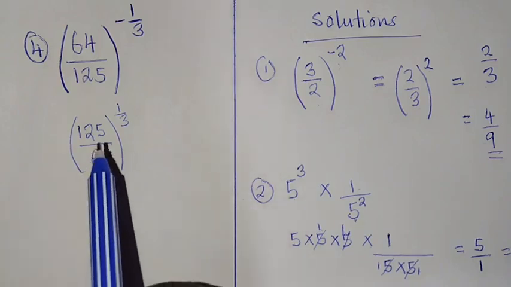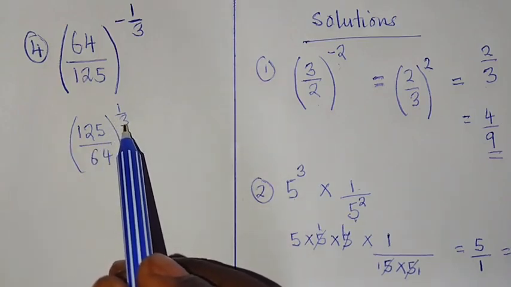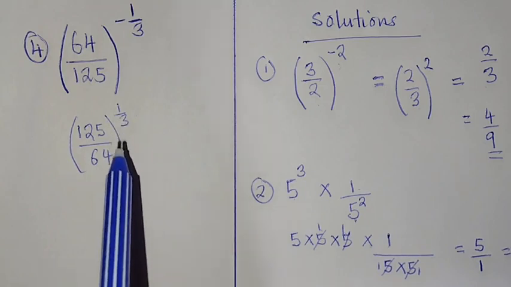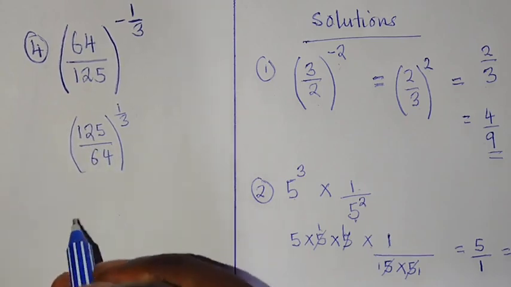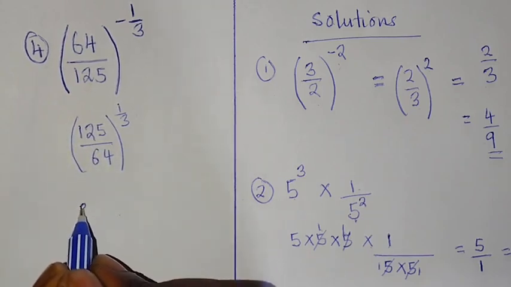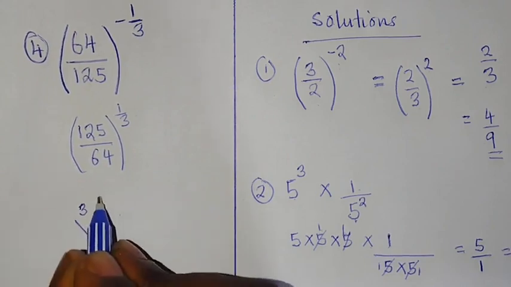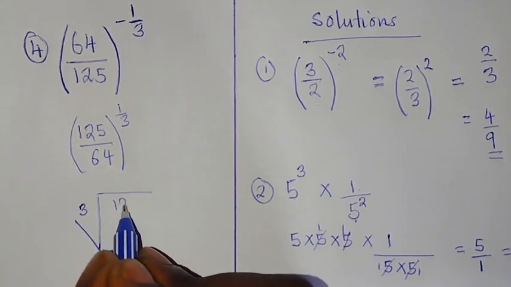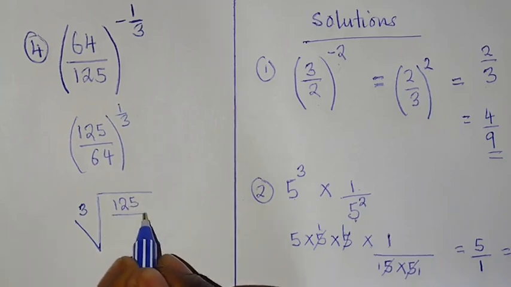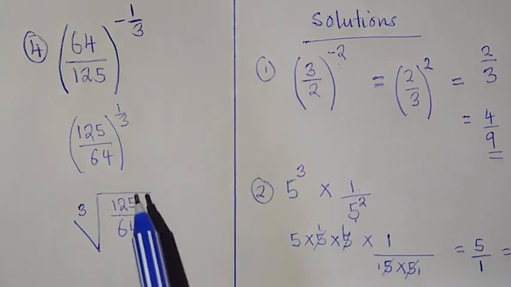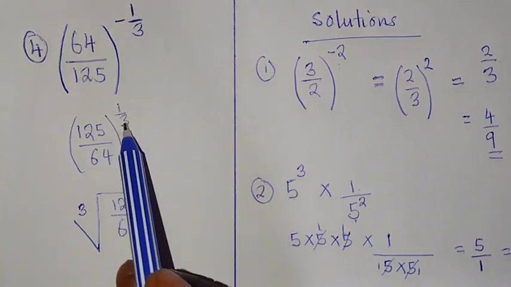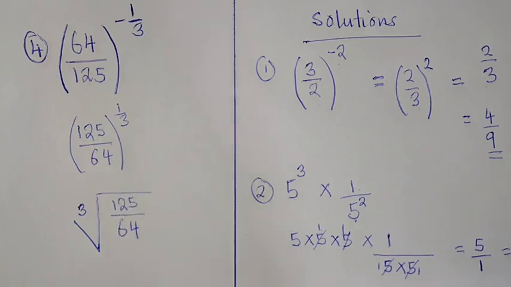Then from here, 1 over 3 is a root, which is the third root. This root is affecting both the numerator and the denominator. So we are going to have the third root of 125 over 64. This is what it means, and this is what you are going to have.